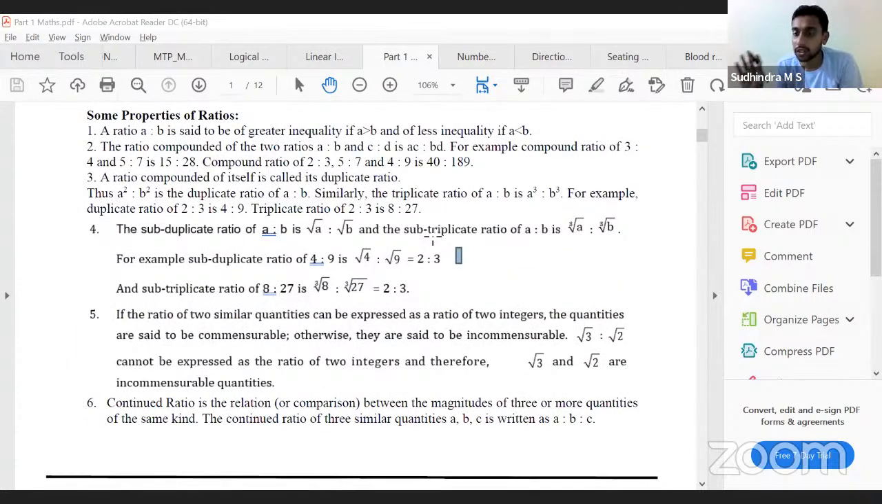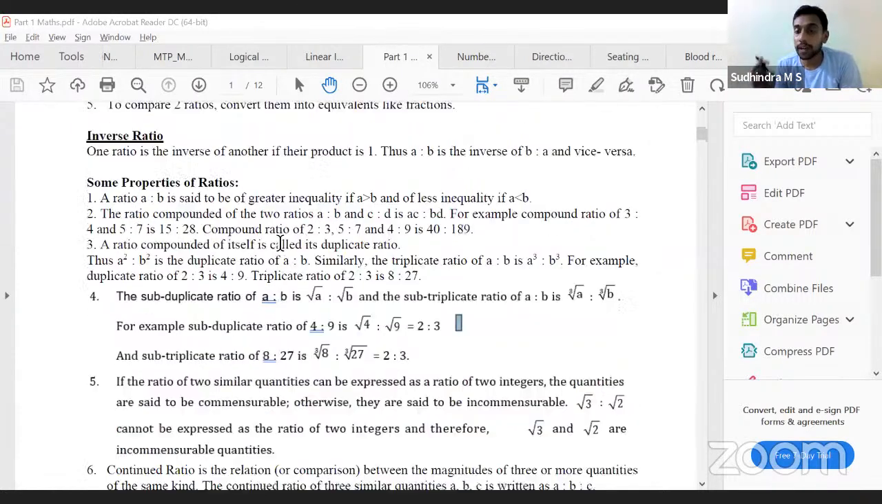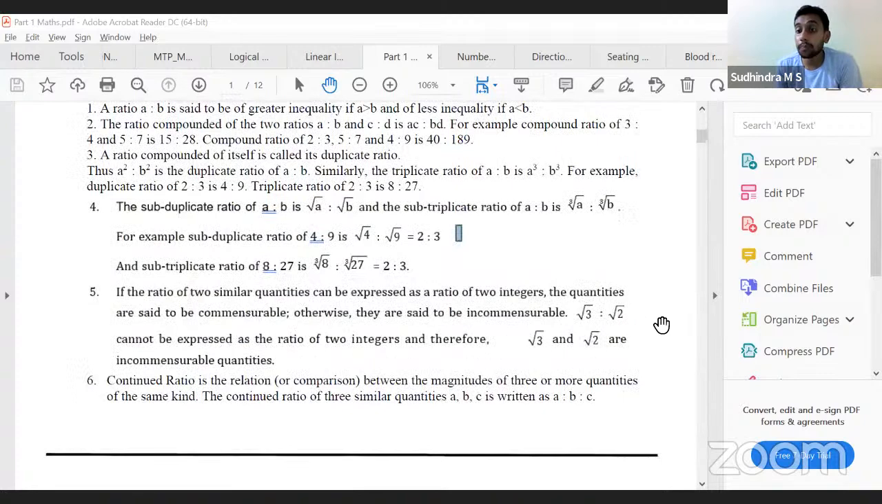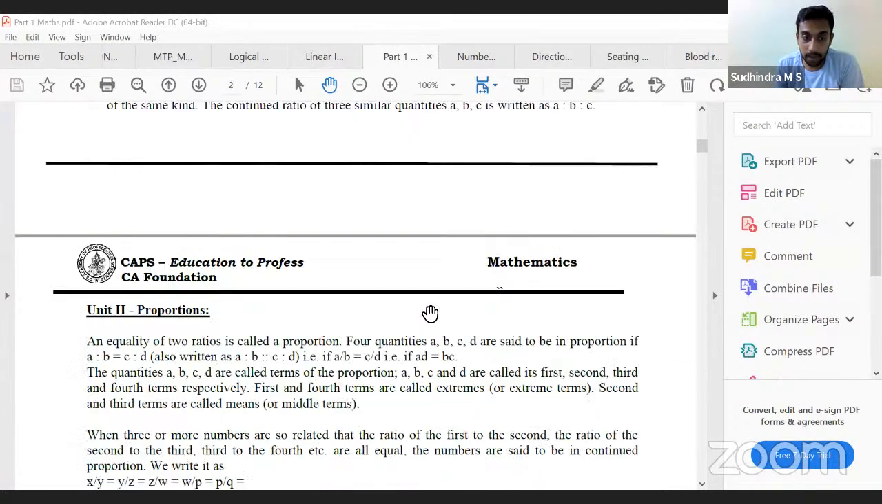This is about ratios. That's all. So we have to just understand the main points with regard to this. What is duplicate? What is triplicate? Subduplicate? Subtriplicate? Questions will be mainly focused on those. Compound ratio, right? So questions will be mainly focused on those things.